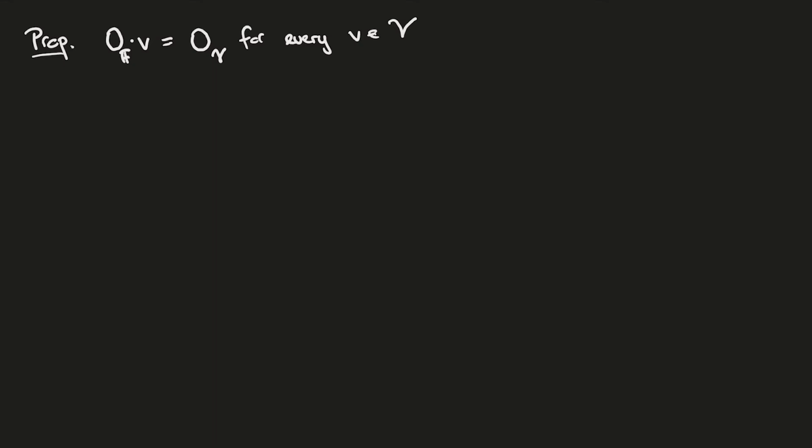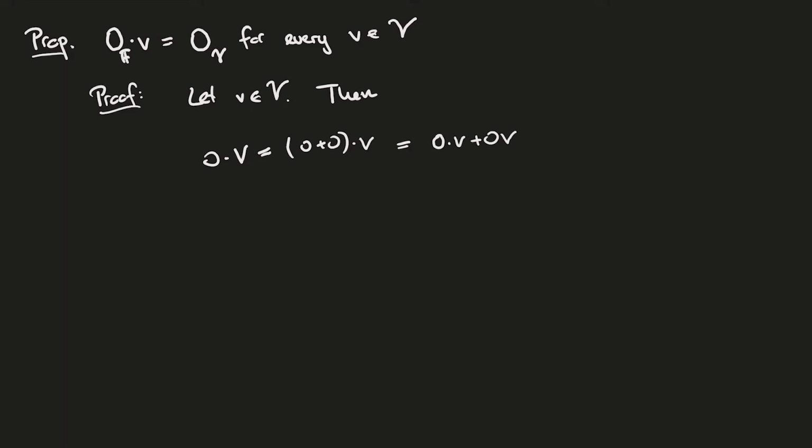Since the result of scalar multiplying a scalar by a vector is again a vector, we know that on the right-hand side of this equation, what we have to have is an element of V. So the 0 there has to be the 0 in our vector space V. Let's give a proof. Let v be an element of V. Then 0 times v is the same thing as 0 plus 0 times v, because 0 is an additive neutral element in the field F. And now using the distributive property, this is the same thing as 0 times v plus 0 times v.